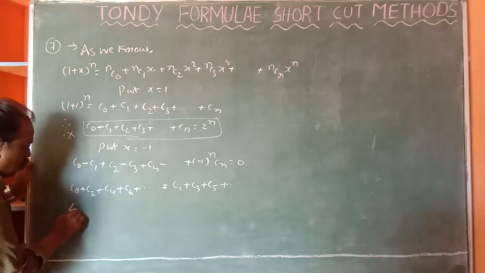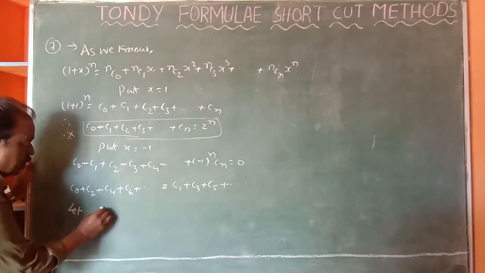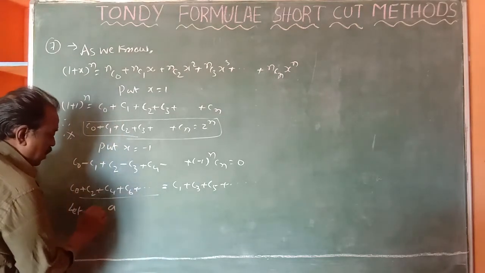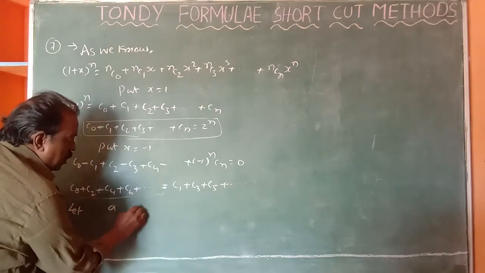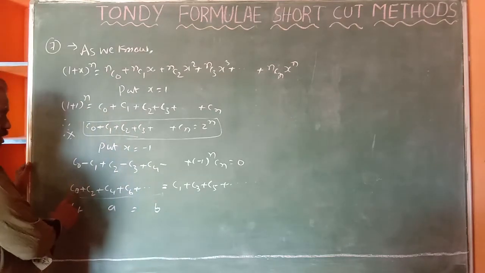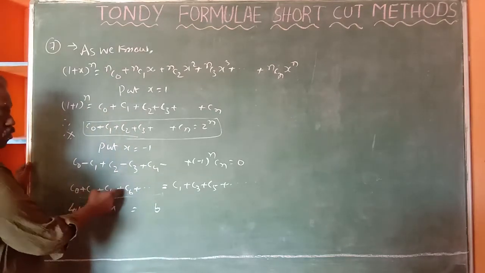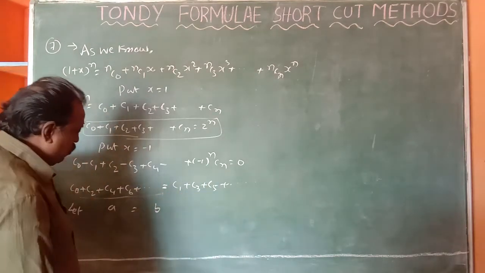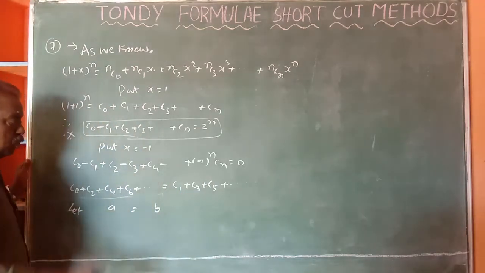Let us assume this part is A. Okay now? And this is B. So A is the sum of even coefficients. B is the sum of odd binomial coefficients. So A is equal to B.